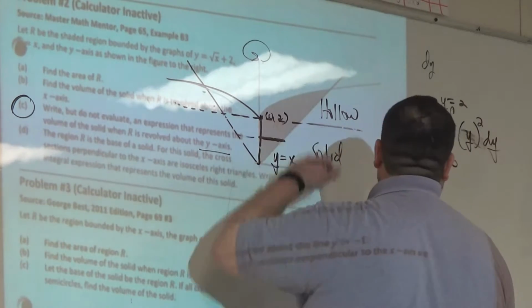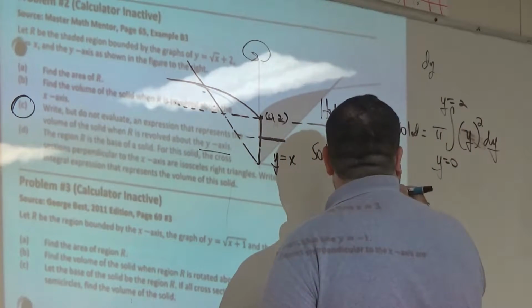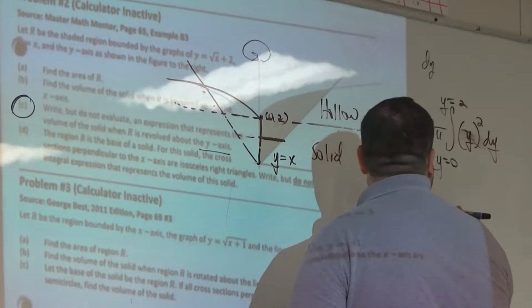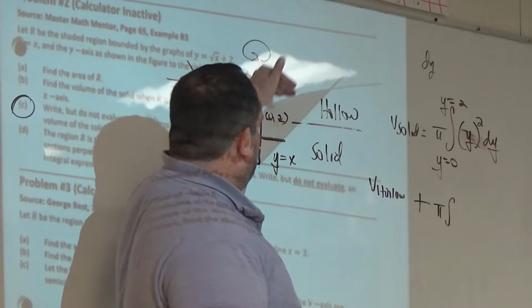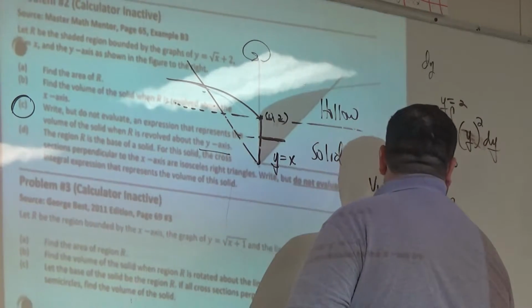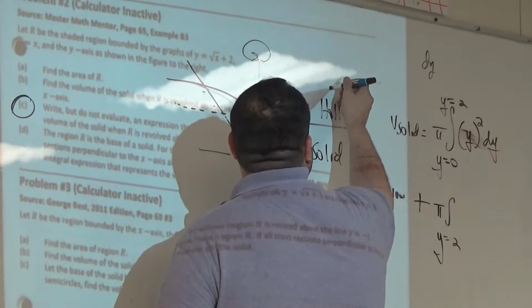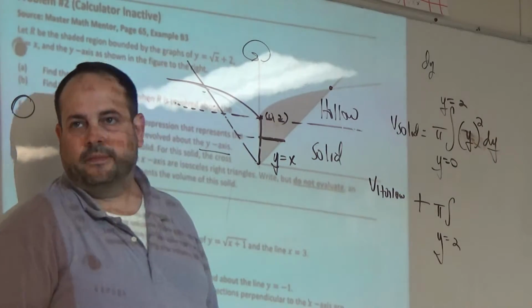Plus, now I need to figure out the volume of the hollow piece. The volume of the hollow is going to be pi. I'm going to do an integral from a place to a place. I'm going to start at y equals 2. And then I'm going to have to figure out the intersection point, wherever that is.